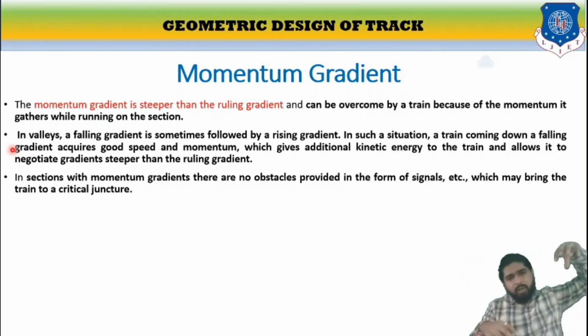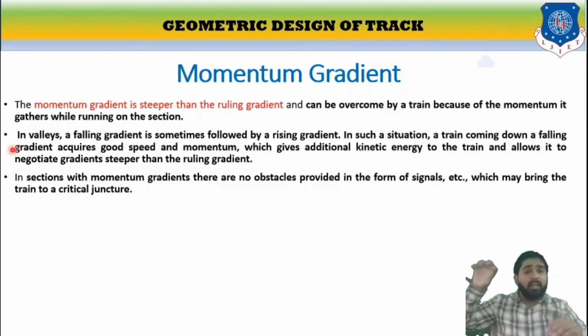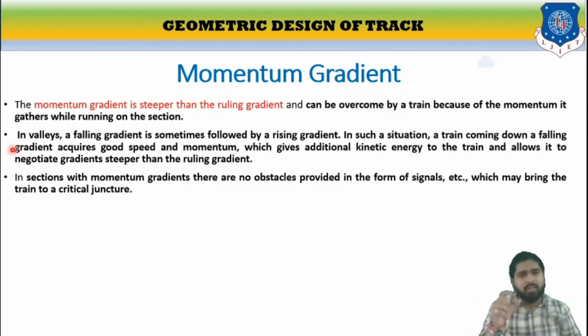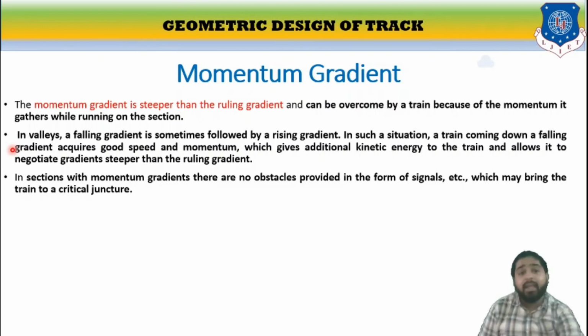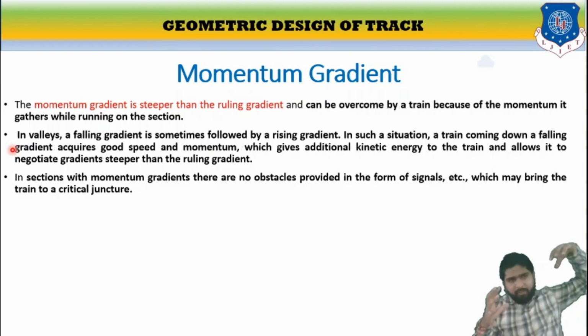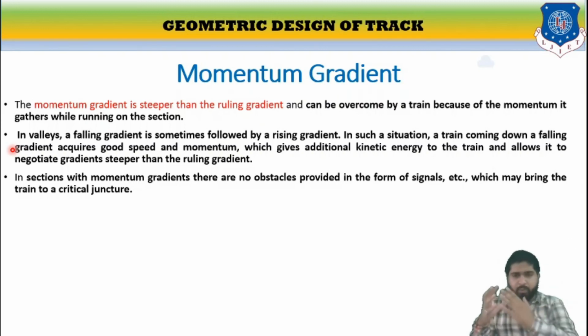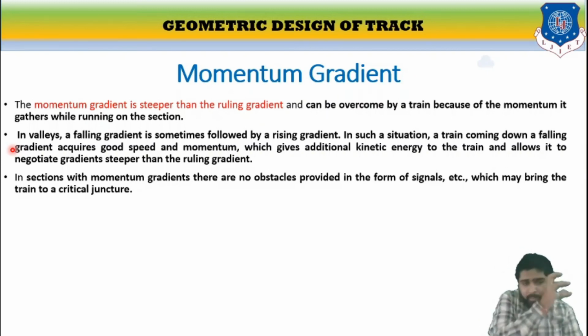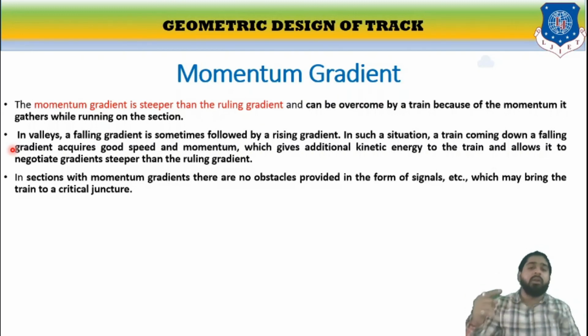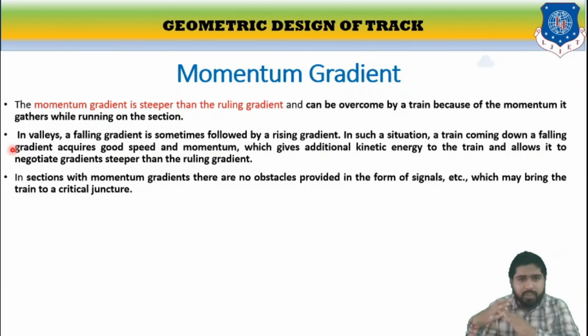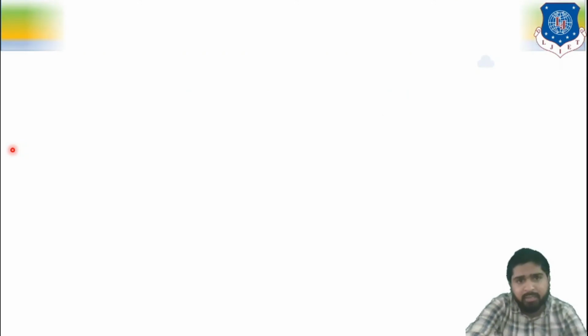If the train is coming from a falling gradient and is traveling on a rising gradient, then very little energy is required because the momentum will be given by that falling gradient. So that is called momentum gradient. In sections of momentum gradients, no obstacle is provided because when the train is traveling in this direction, the momentum is automatically created due to this flowing kinetic energy, and there should be no obstacle in this direction such as signals which may bring the train to a critical juncture. So this is all about momentum gradient.